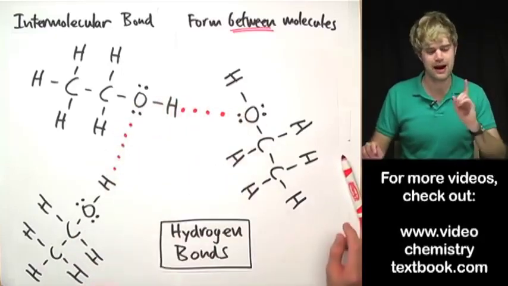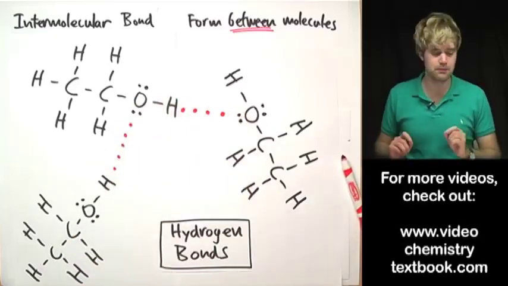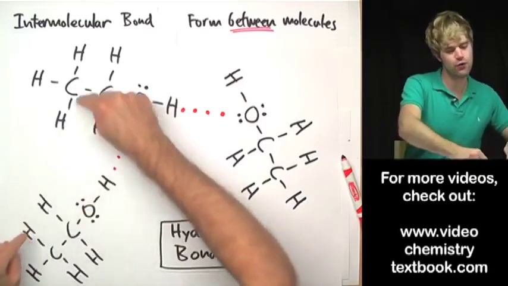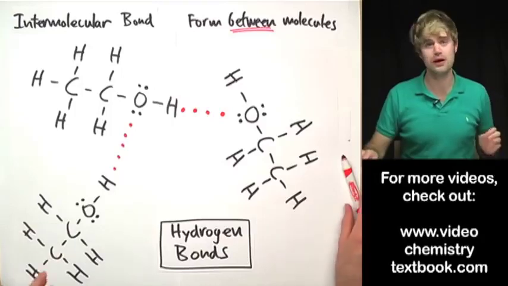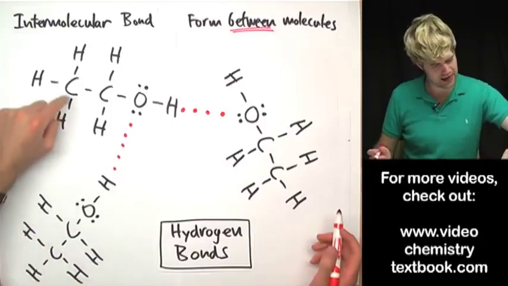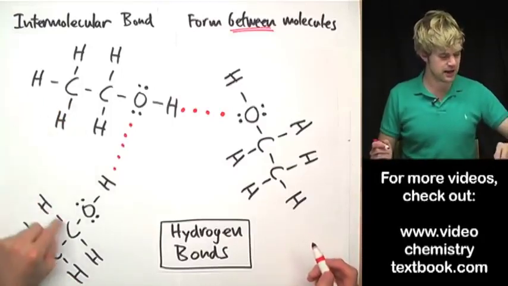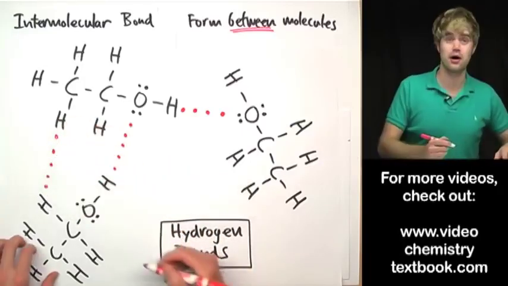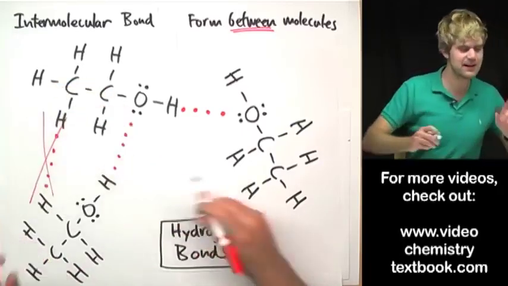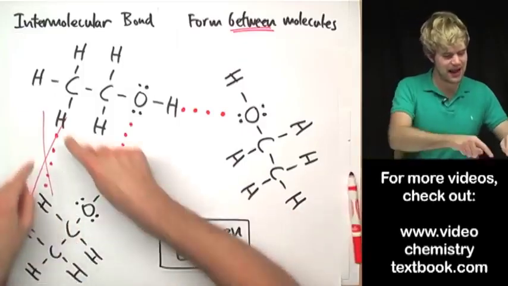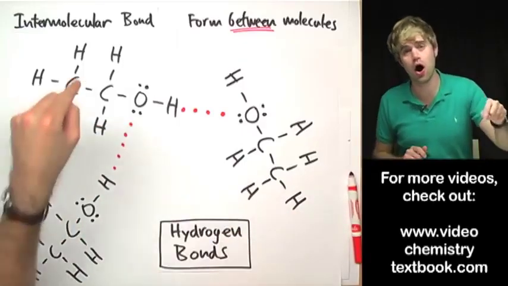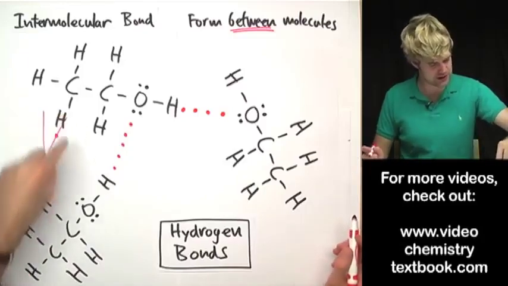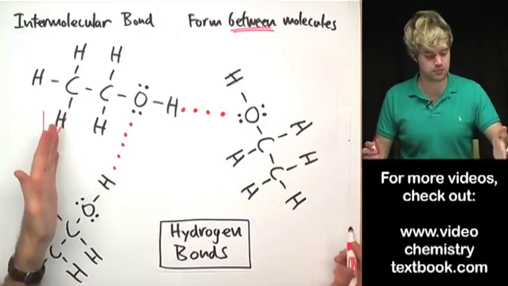Okay. Now, a common mistake that some people make is they think any time there's an H, it can form a hydrogen bond between molecules. Okay, so they say, oh, there's an H here connected to the C, there's an H here connected to the C. So this can form a hydrogen bond, right? No, it can't. It has to be an H that's connected to an O, bonding with another O in this case. So it can't be this H with a C and this H with a C. That's not a hydrogen bond.